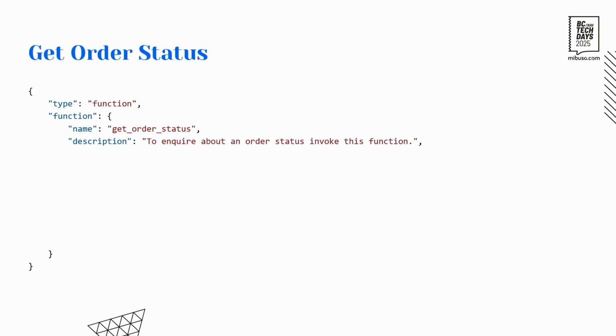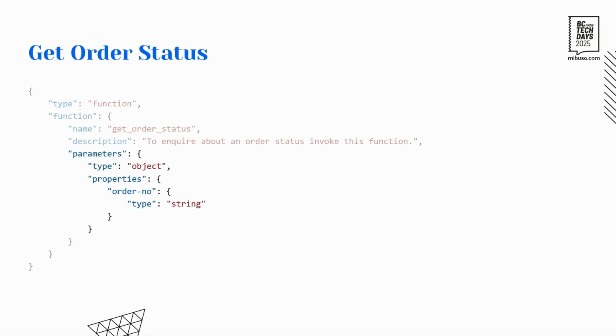how you define a function. It's basically you define a function in a JSON format. So you have the name and some description about the function. And then you also have the parameters. Whenever this function will be called, the order number will be extracted from the user input.